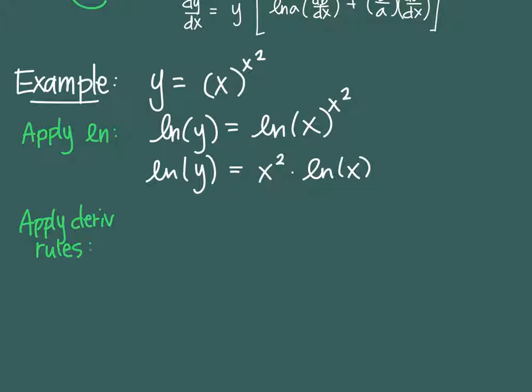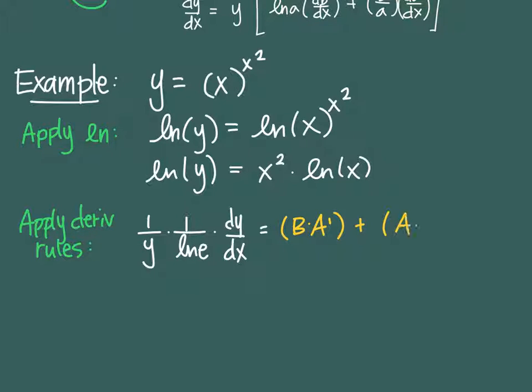This is the differentiation part, so we're going to apply the derivative rules. On the left side, I will need the derivative rule for the natural log. On the right side, I'll need the product rule. So on the left side, the derivative rule is 1 over y times 1 over ln e times dy/dx. The left side's always the same. On the right side, I'll need the product rule: B times A prime plus A times B prime.